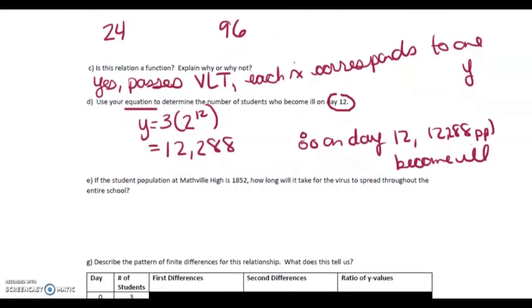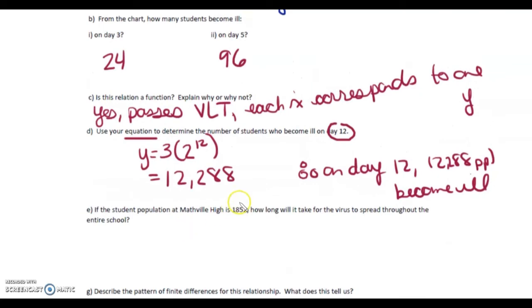Okay, if the student population at Mathville High School is just 1,852, how long will it take the virus to spread throughout the entire school? Okay, so this would be our y value, right? This would be the number of people. So using the equation, 1852 equals 3 times 2 to the n.